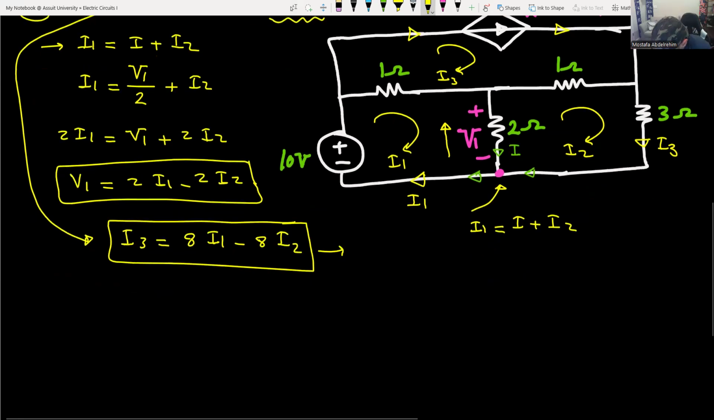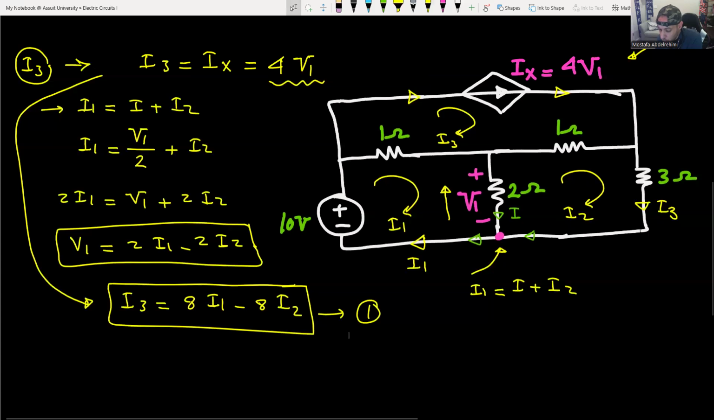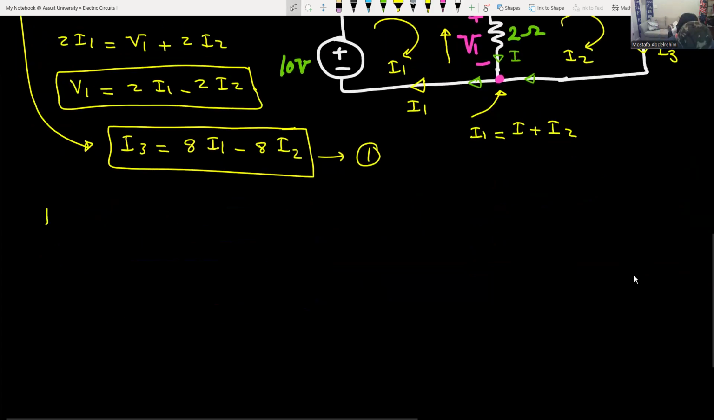Let's call it equation 1, for example. Now let's go to the mesh represented by I1. So the I1 mesh.